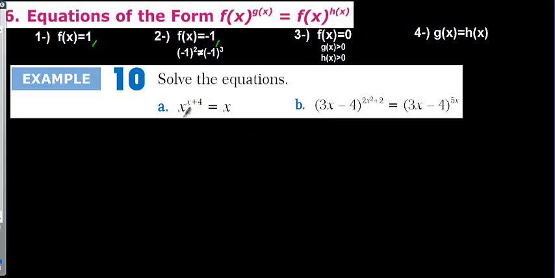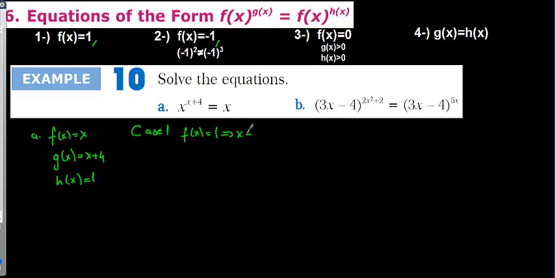I'm going to start with this question. I'm going to write first what f(x) is. f(x) is equal to x, g(x) is equal to x plus 4, and h(x) is equal to 1. Now, let's check all the cases. Case 1, if f(x) is equal to 1. If f(x) is equal to 1, it means x is equal to 1. This implies that x is equal to 1.